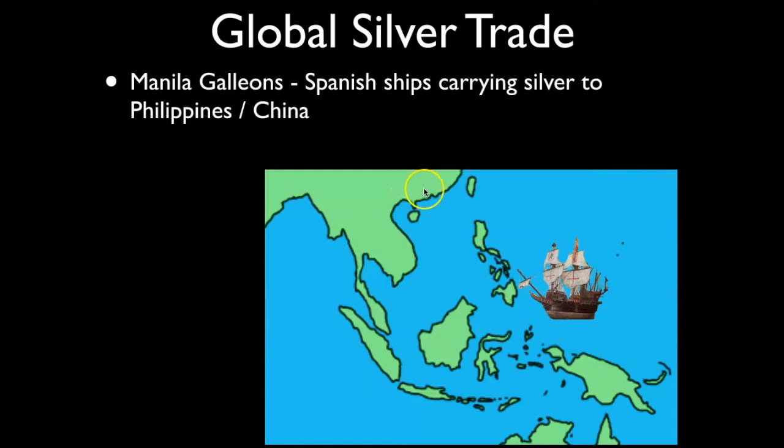And then what would happen is the Chinese would bring their boats over to the Philippines and pick up some of the silver. And that's where the trade would take place, right here in the Philippines. And this city, Manila, was the place where a lot of this silver was being exchanged.